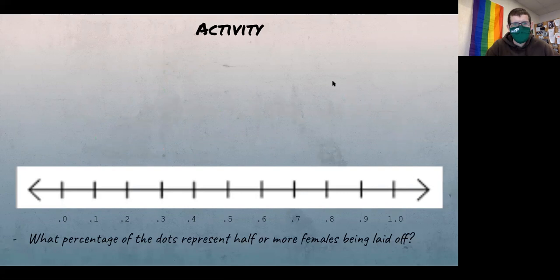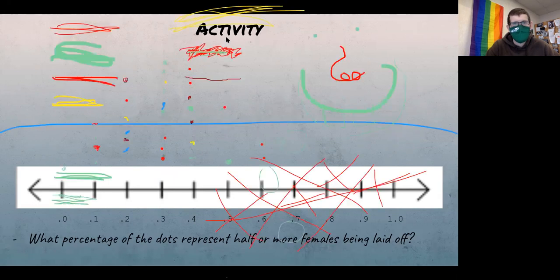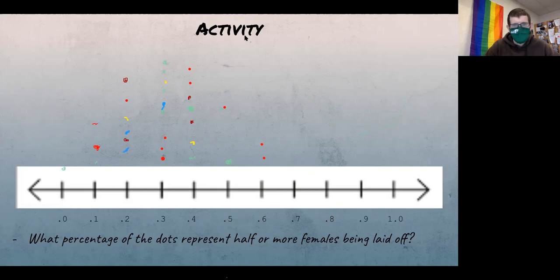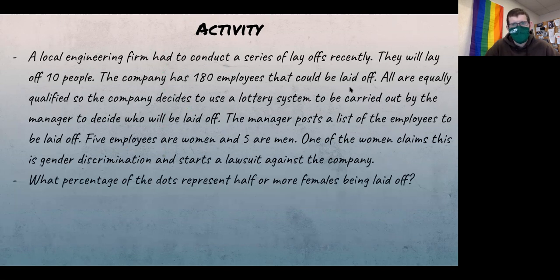Oh, sorry, I shouldn't have deleted it all yet, but that's okay, I can fix that. Anyways, so there were 8. There we go. So that's where we were. What percentage of the dots represent half or more females being laid off? Oh, that's what we calculated. I was thinking wrong when I saw that. Half or more, we did that. 0.195. So I could have just deleted it and moved forward. Oh, what a waste of time. Not a waste of time. It's just silly of me.